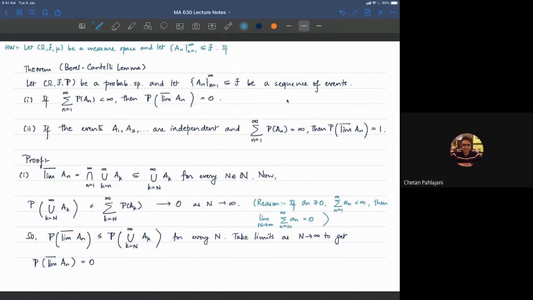If the sum, n going from 1 to infinity, of mu of A_n is less than infinity, then mu of lim sup A_n equals 0. Okay, so I'll leave it to you to do this. I strongly recommend you do this. Please just go through it line by line.